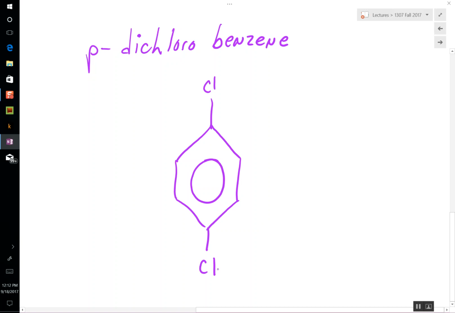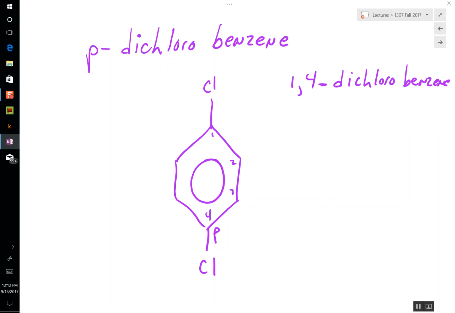So we have para-dichlorobenzene. In other words, we don't have a 1 or a 2 in this name. Alternatively, I might have had 1,4-dichlorobenzene. That would be the IUPAC name of it. There's 1, 2, 3, 4. But this is the para position. Carbon number 4 would be the para position to that first chloro group, and it would just be para-dichlorobenzene.